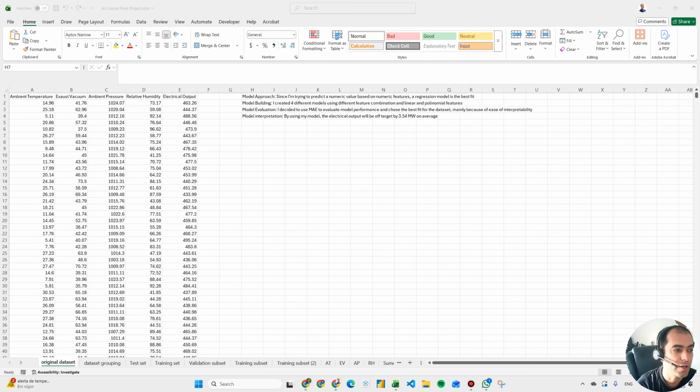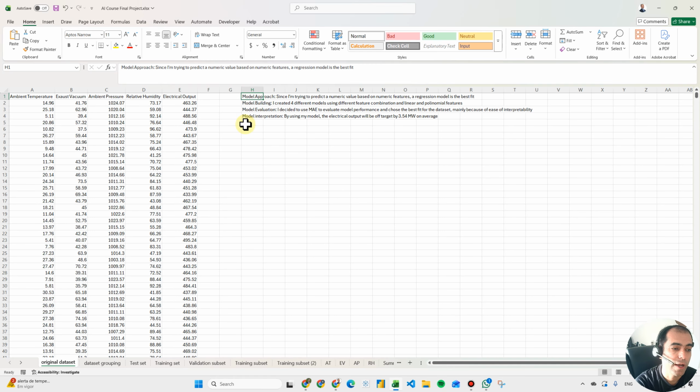For this, we had a data set where we're trying to predict the electro output based on these four different features: ambient temperature, exhaust vacuum, ambient pressure, and relative humidity. So for the model approach, since I'm trying to predict a numeric value based on also numeric features, I decided to use a regression model.